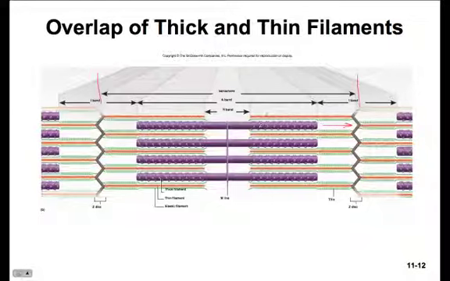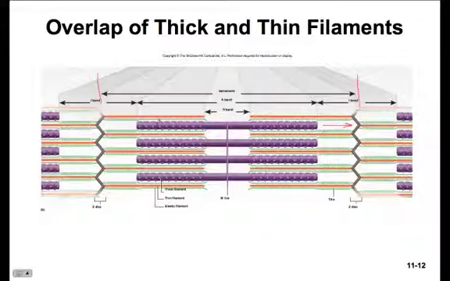Thus, the myosin can move along or climb along the red actin molecules towards each end of the sarcomere. It's much like these little guys, these myosin heads that you see here, are oarsmen in a boat. And they literally row along the actin to shorten the distance between the Z-disc and the end of the myosin. We'll look at the details of that shortly. But first, let's just look at the anatomy of the sarcomere itself.